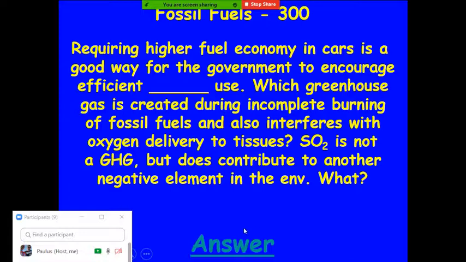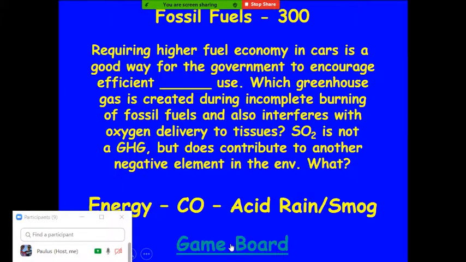All right, here we go. Okay, requiring efficient energy use. Okay, carbon monoxide is the one that kind of blocks hemoglobin's ability to carry oxygen. So obviously, you can suffocate if you are inhaling too much carbon monoxide. And sulfur dioxide leads to acid rain in the form of sulfuric acid and also smog.